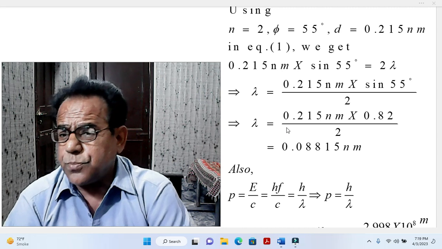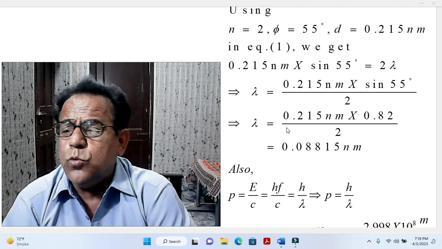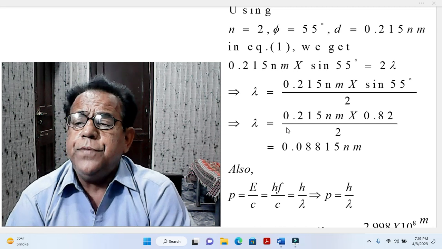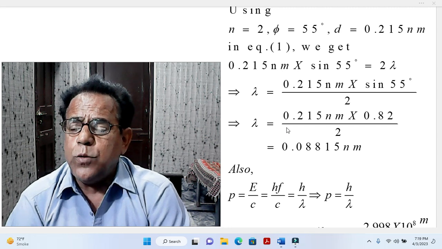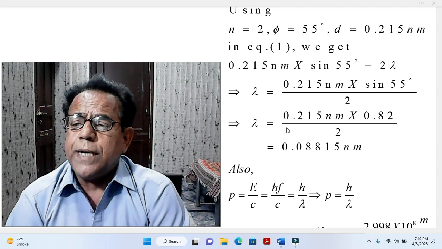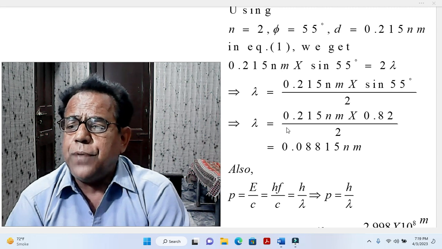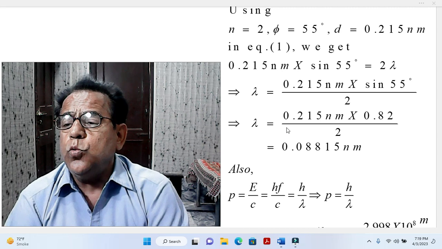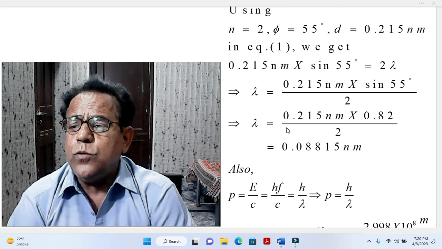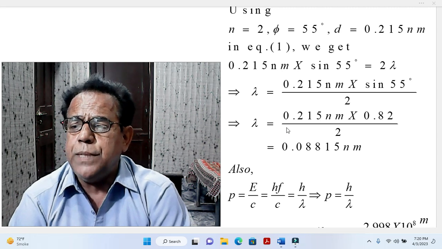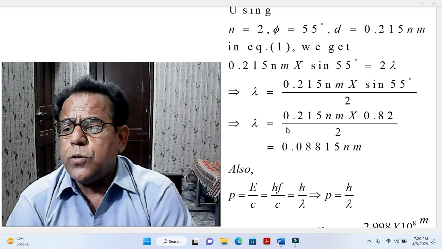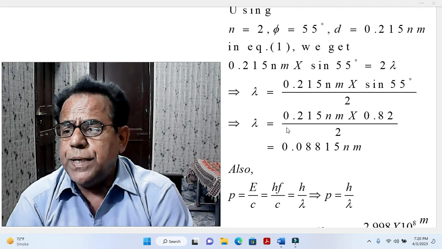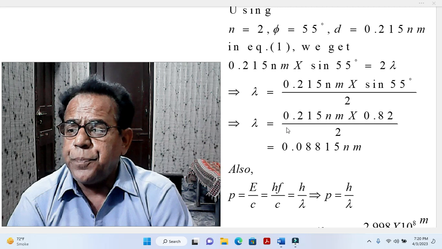So using these values in equation number 1, we get 0.215 nanometer multiplied by sine 55 degree, equal to 2 lambda, because n is equal to 2, second order beam. This implies that lambda becomes equal to 0.215 nanometer into sine 55 degree divided by 2.